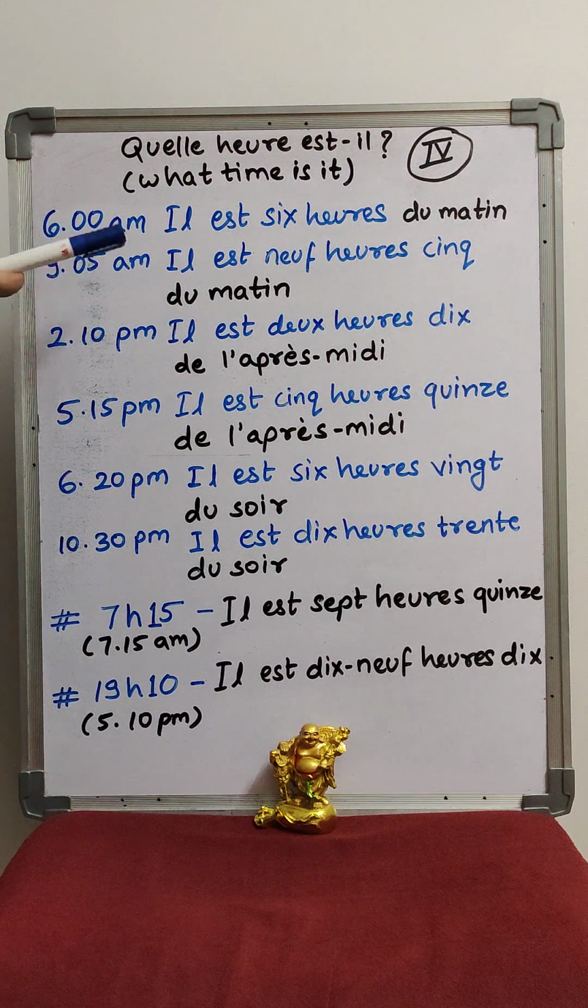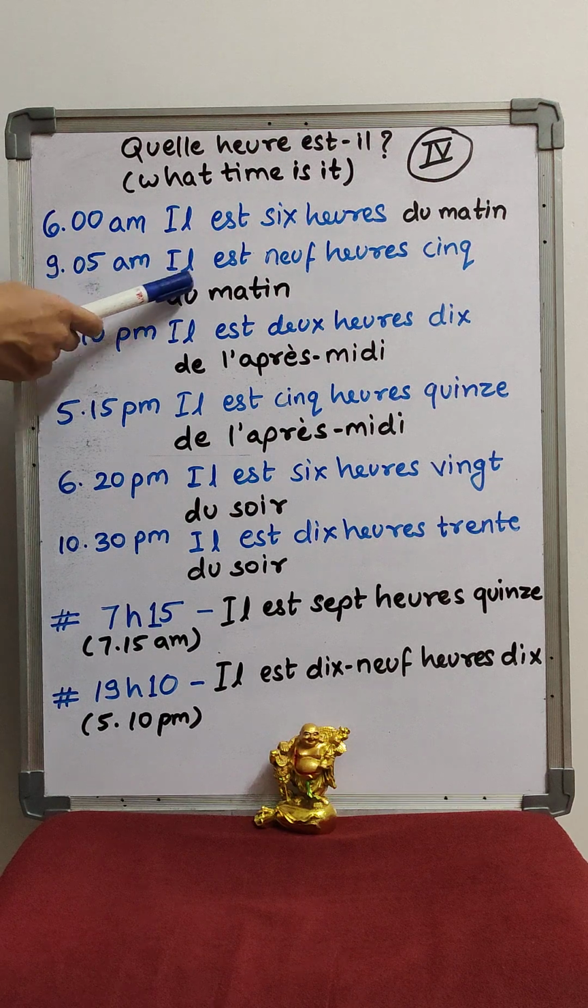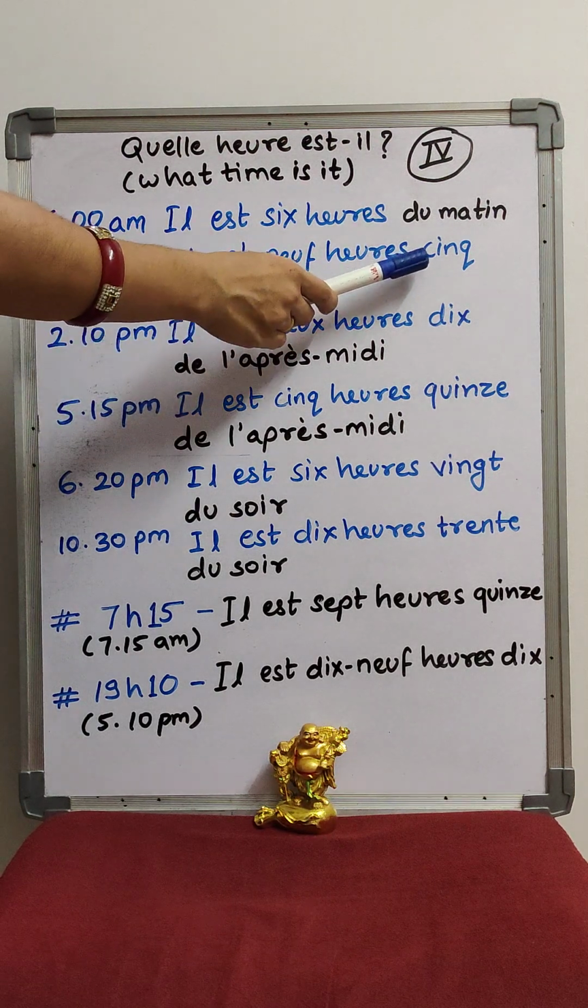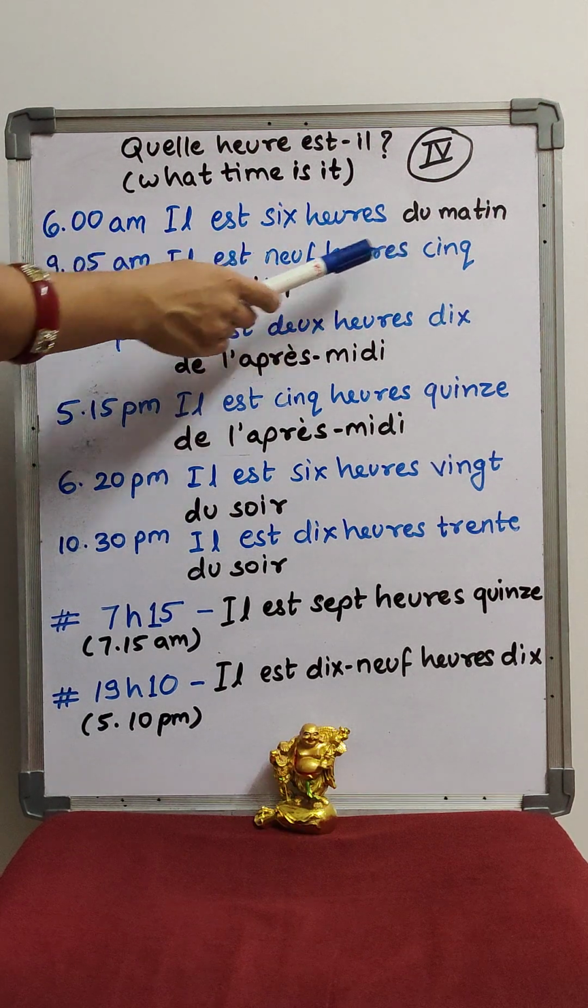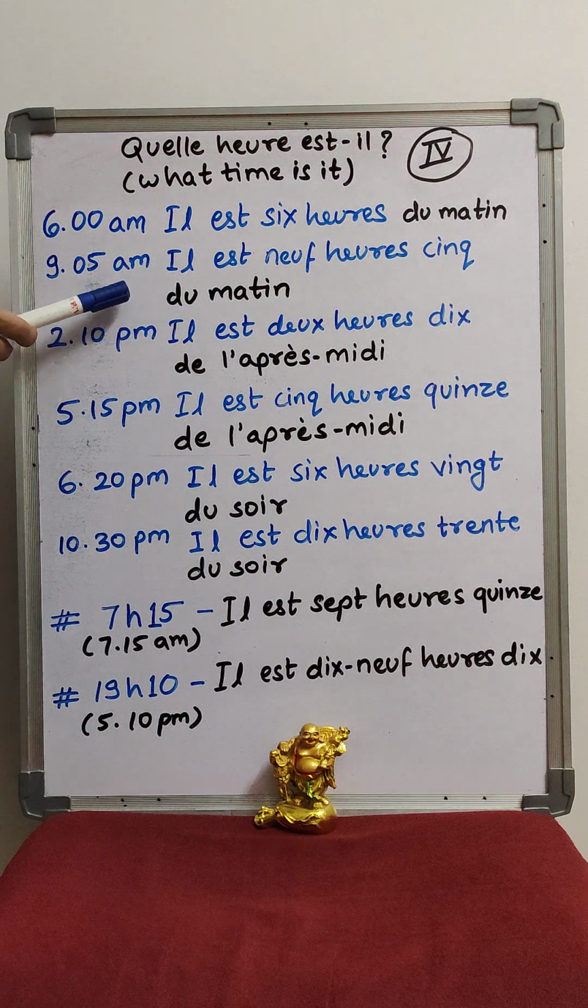Okay. Then, for example, if I have 9 and 5 minutes: il est 9h05 du matin. That means you are talking about morning 9:05 a.m.